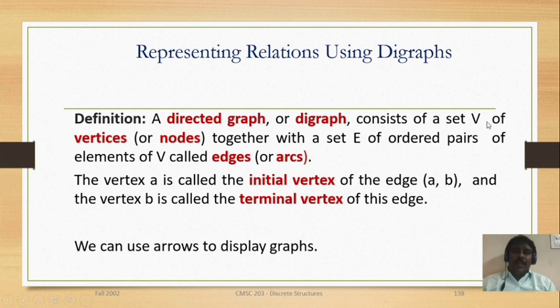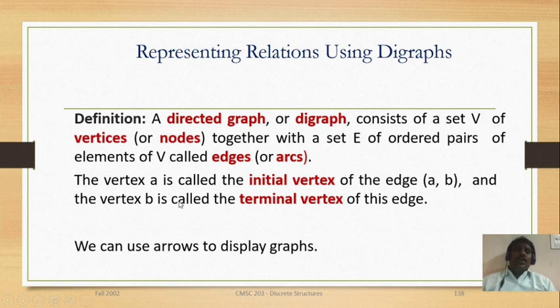A digraph consists of a set V of vertices. V is called vertices, or simply we can call them nodes, together with a set of edges E, or simply we can call them arcs, with ordered pairs of elements of V called edges or arcs. A directed graph which consists of a set of vertices and edges is called a digraph. The vertex A is called the initial vertex of an edge AB, and the vertex B is called the terminal vertex of the edge. So we can use arrows to display the graphs also.